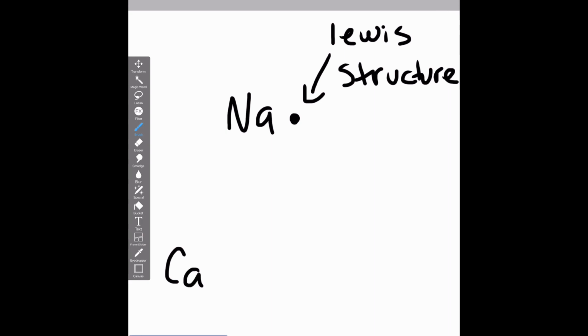If we represent calcium with 2 dots, it means that it has 2 valence electrons. Carbon has 4 valence electrons, aluminium has 3, or any other element from the periodic table.